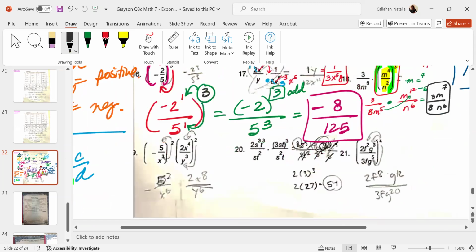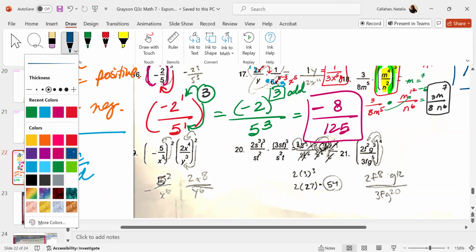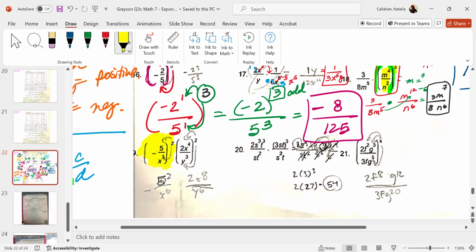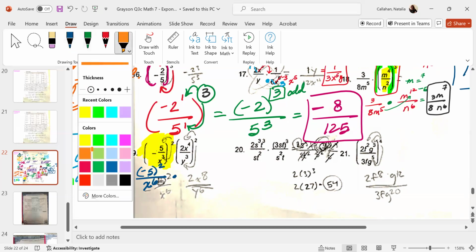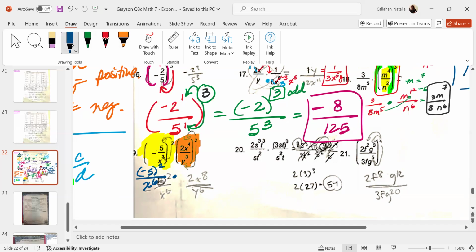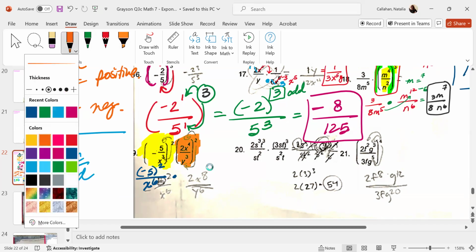Okay. Number 19. This one gets a little bit complicated. Do you see the negative right there? That negative is going to mess you up, so I just like to rewrite it. I'm going to first focus in on the yellow one. What the yellow one means is going to be a negative 5 squared over x to the 6. Do you see how I got that? Times. Now I'm going to focus on the orange one. You see the orange one right there? So the orange one, you're going to get, there's a number right there.